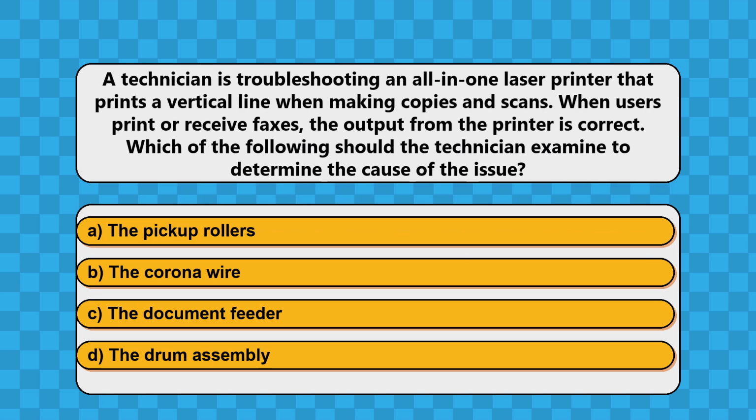Question 21. A technician is troubleshooting an all-in-one laser printer that prints a vertical line when making copies and scans. When users print or receive faxes, the output from the printer is correct. Which of the following should the technician examine to determine the cause of the issue? Option A, the pickup rollers. Option B, the corona wire. Option C, the document feeder. Option D, the drum assembly.